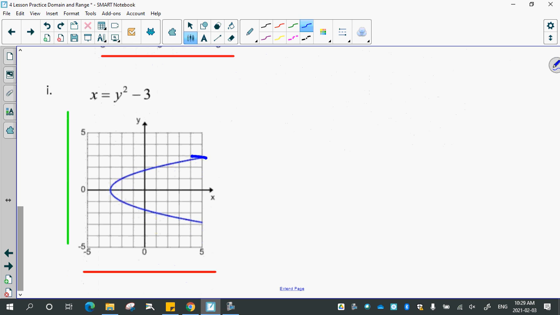All right, this one. So you guys try this one. See if you decide whether it's a function or not, then just figure out the domain and the range.